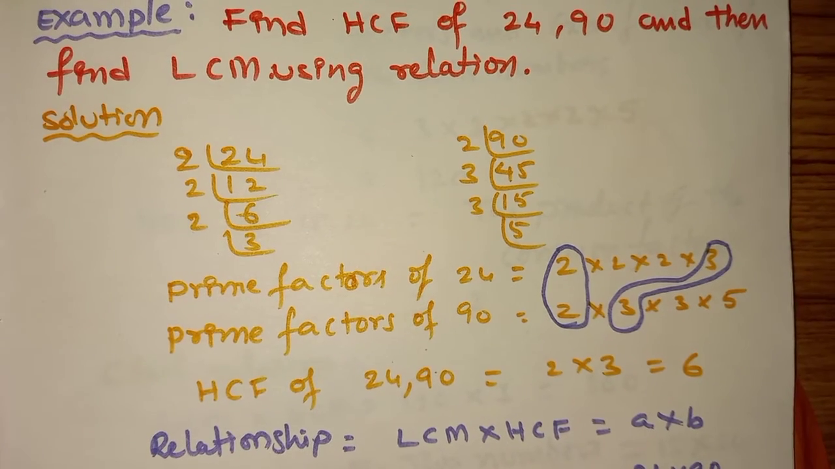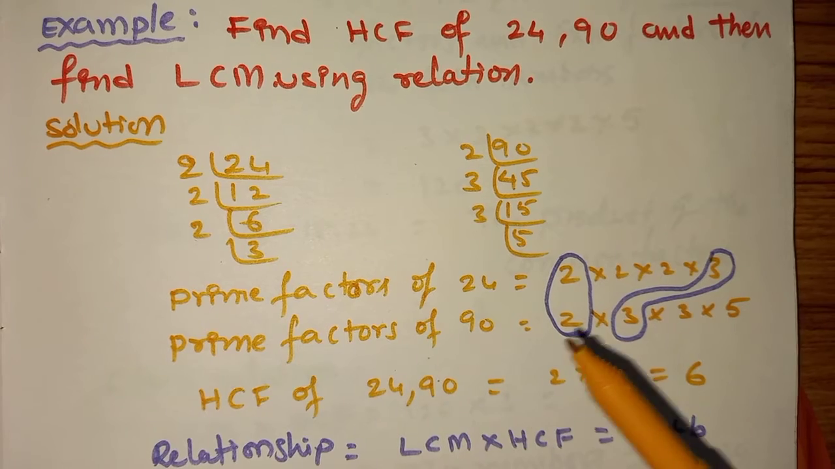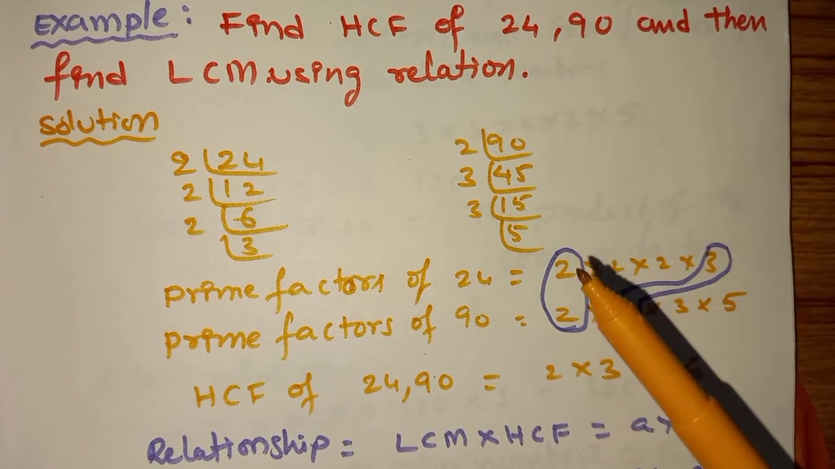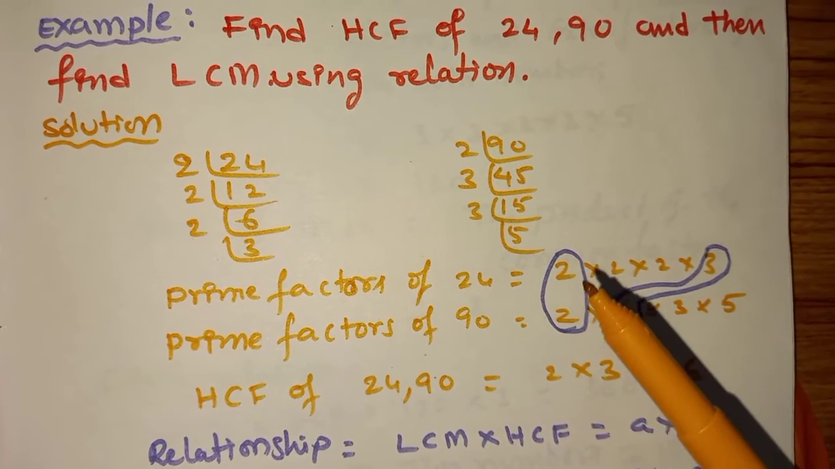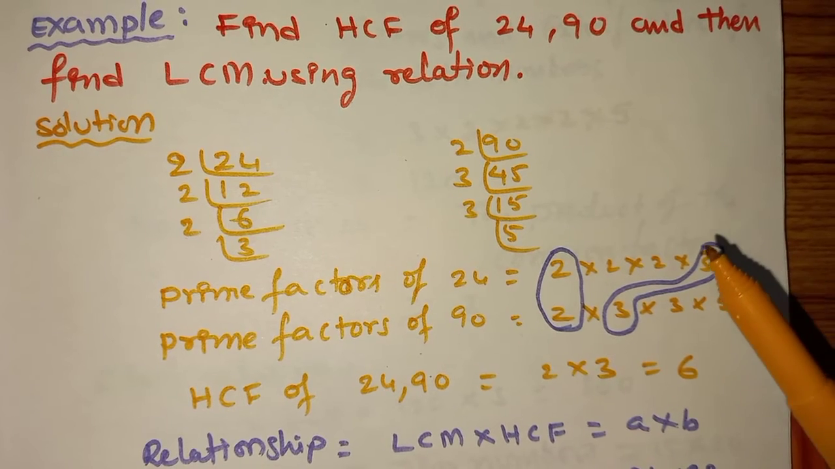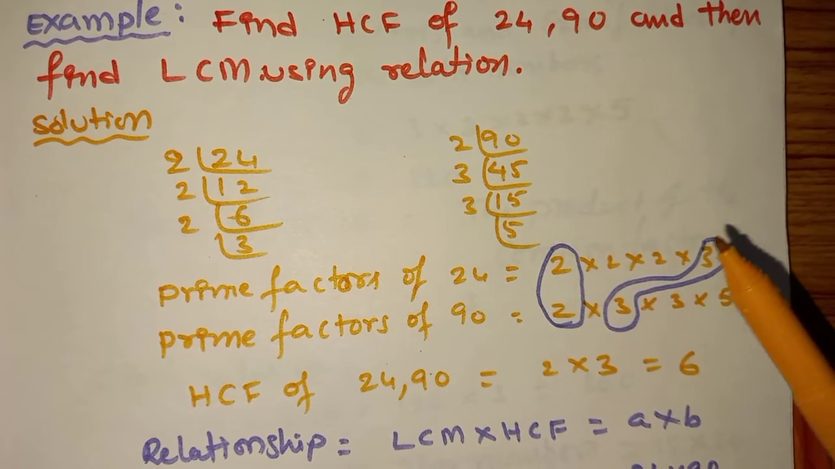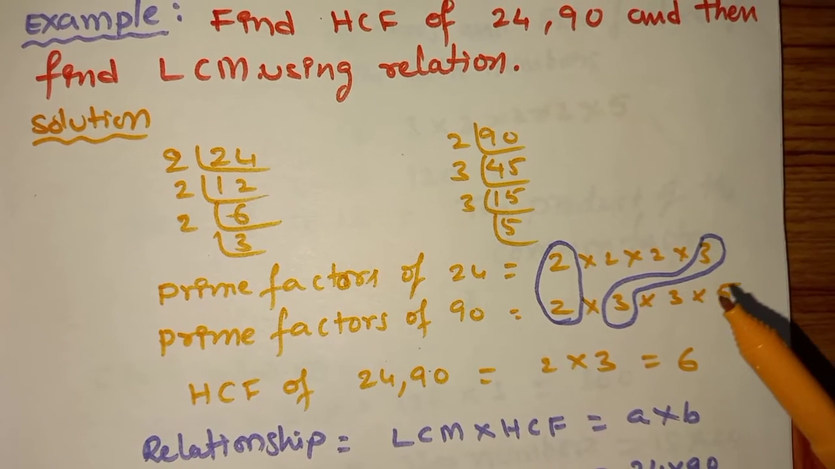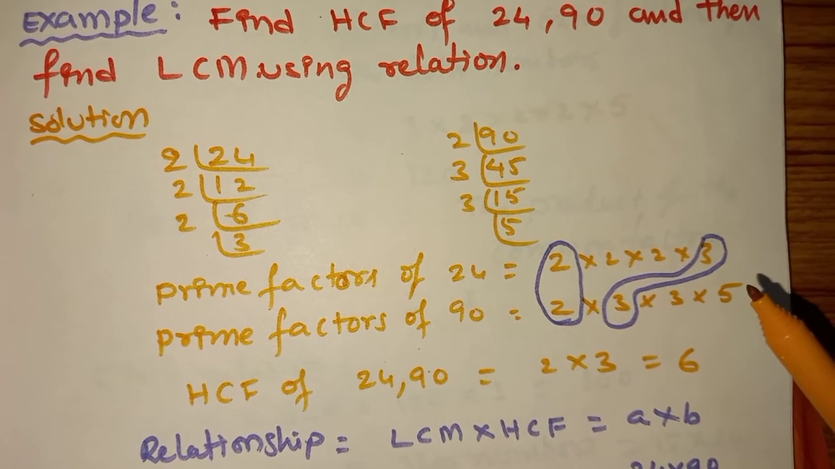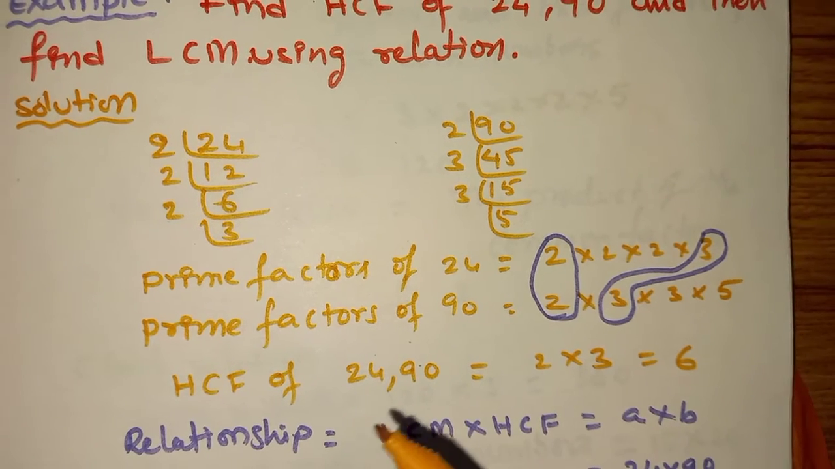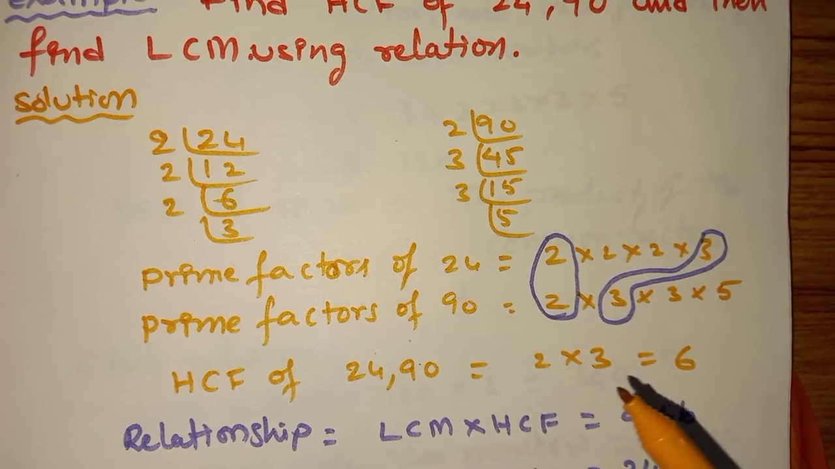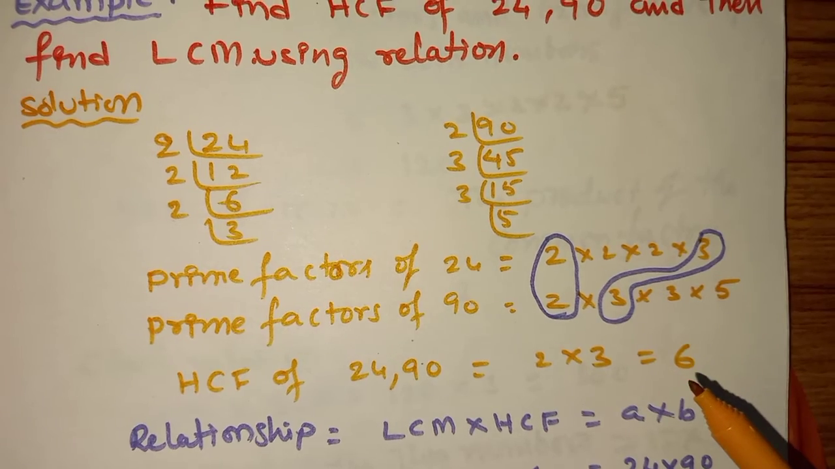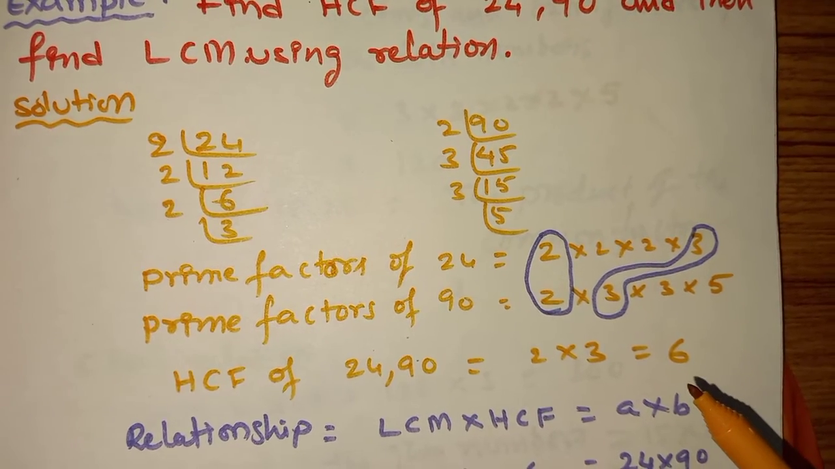According to the definition, HCF means the product of common factors. Here in these two factorizations, 2 is common and 3 is common. There is no other common factor. Now HCF of 24 and 90 is equal to 2 times 3, which is 6. So 6 is the HCF.